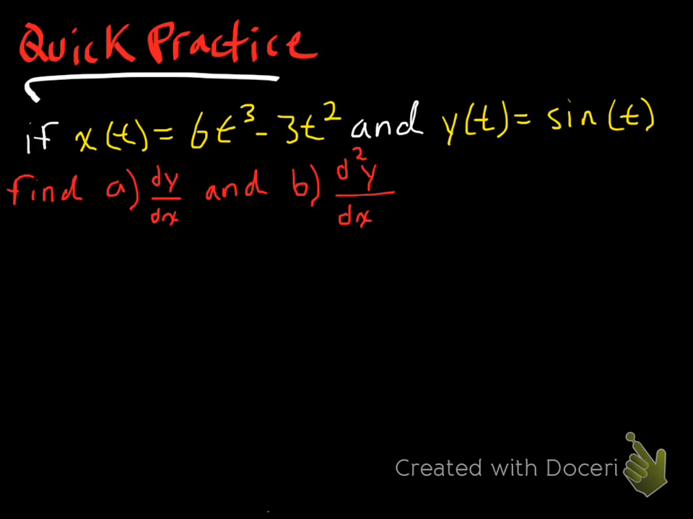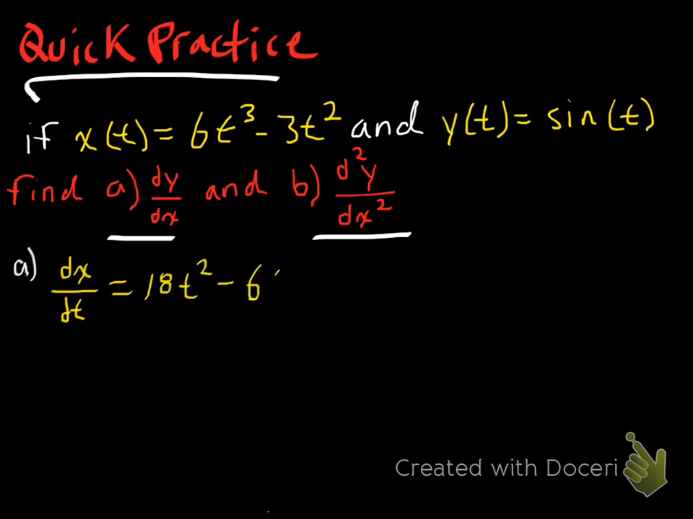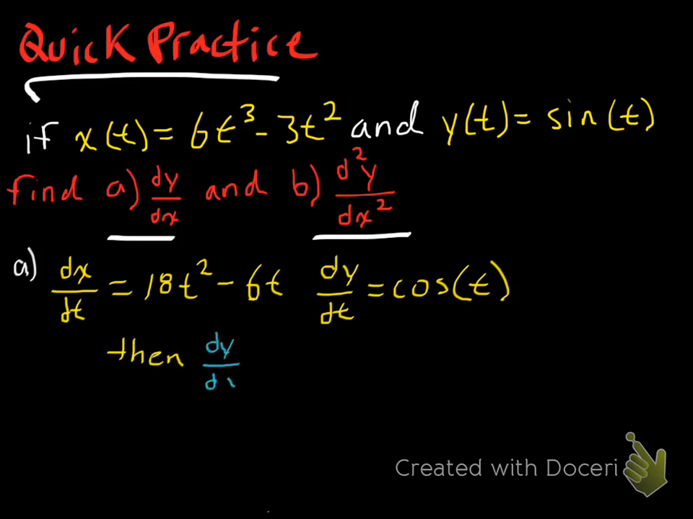To start off, to find the first derivative, we're going to need to independently differentiate x of t and y of t. So let's take dx/dt, which, simply using the power rule, we get 18t squared minus 6t, and then dy/dt, which is the derivative of sine, is cosine of t. That's a known derivative, and so combining them, we need to divide dy/dt over dx/dt, and dividing that, we get cosine of t divided by 18t squared minus 6t.